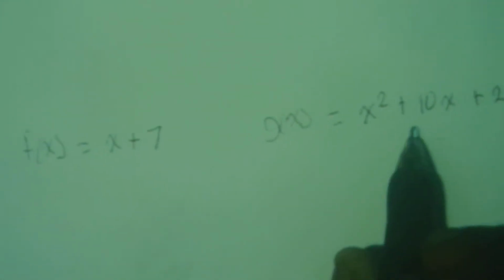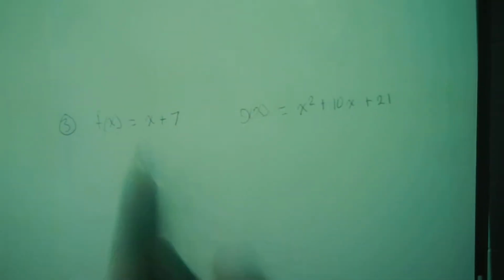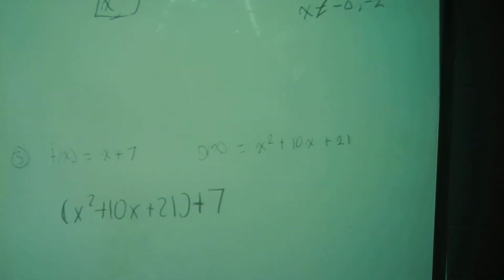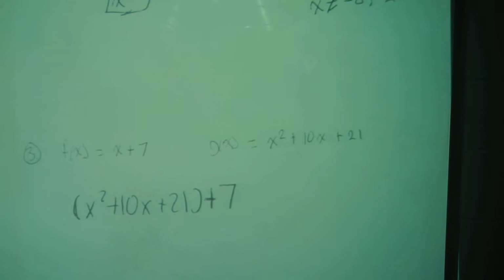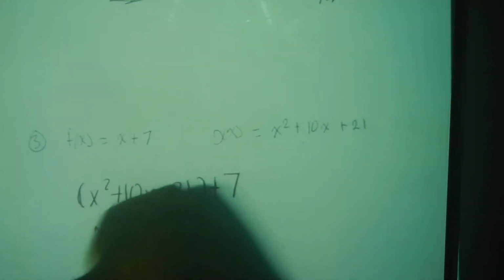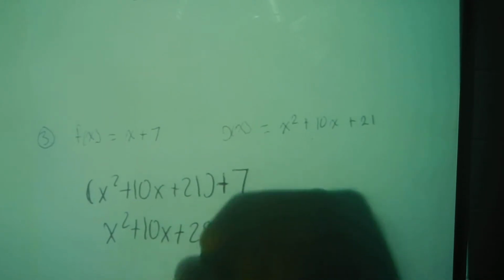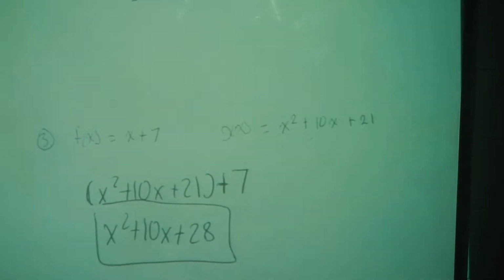And we're just going to plug this g of x one in for this f of x one. So as we go here, we're going to put that in parentheses: x squared plus 10x plus 21, plus 7. As we go along, we're just going to add these. As you can tell, this will be the easiest one right here. So it'll be x squared plus 10x plus 28. Box it in, answer is done.